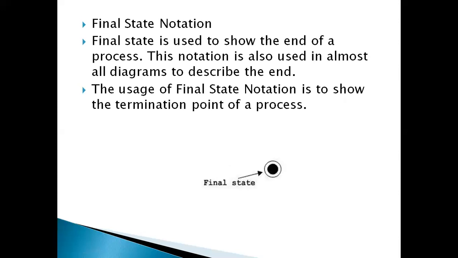Final state. Final state is used to show the end of the process. This notation is also used in almost all the diagrams to define the end of the process. The usage of final state notation is to show the termination point of the process. See, this is a solid circle again surrounded by a circle. This is the final state.